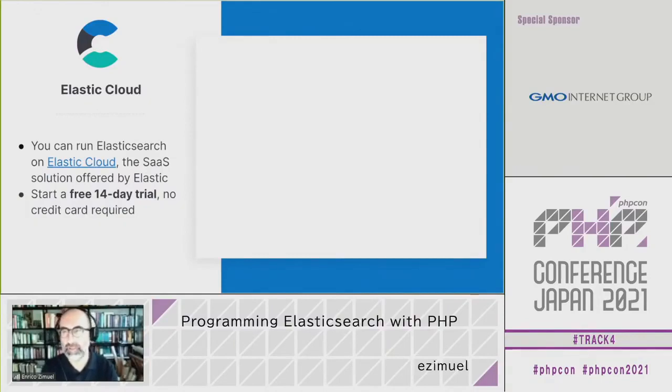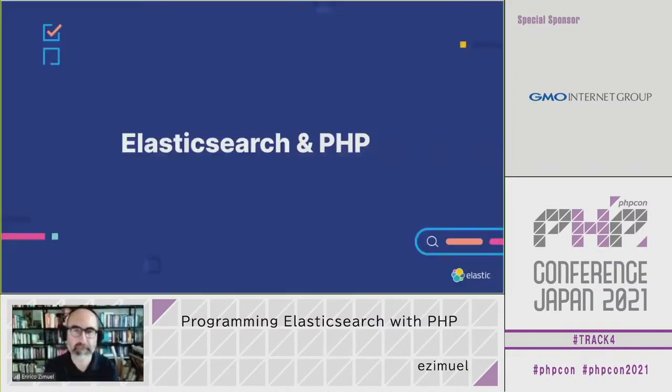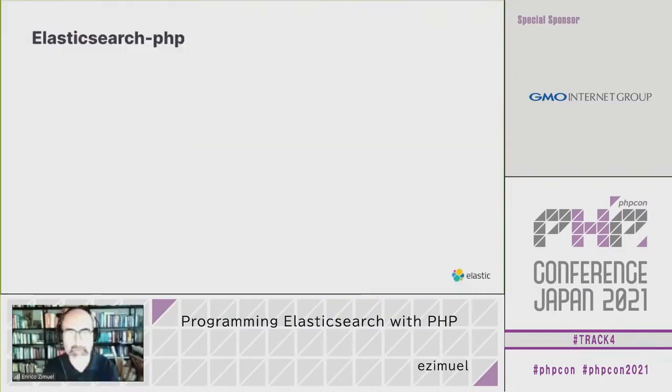You can try it, and actually it also provides you a nice UI, that is Kibana. Kibana is another open software provided by Elastic that can interact with Elasticsearch using a graphical interface, as you can see in the slide. Okay, but let's move to the main topics of my presentation, that is Elasticsearch and PHP.